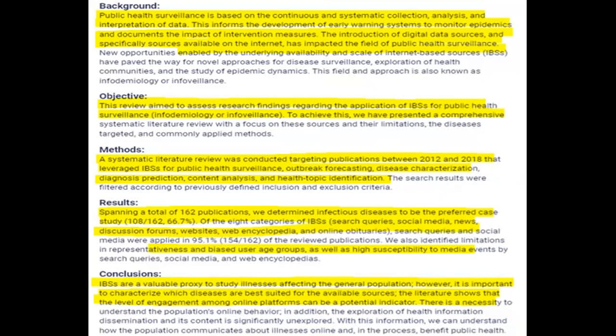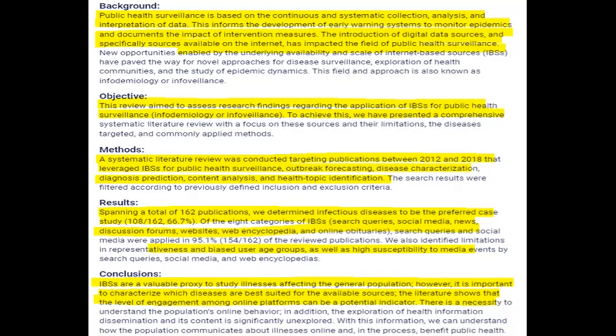To achieve this, they present a comprehensive systematic literature review. They examined publications between 2012 and 2018 that leverage internet-based sources for public health surveillance, outbreak forecasting, disease characterization, and diagnosis prediction. Results show a total of 162 publications, and they determined infectious disease to be the preferred case study. Of the 8 categories of internet-based sources (search queries, social media, news, discussion forums, websites, and web encyclopedias), search queries and social media apply to 95% of the total reviewed publications.